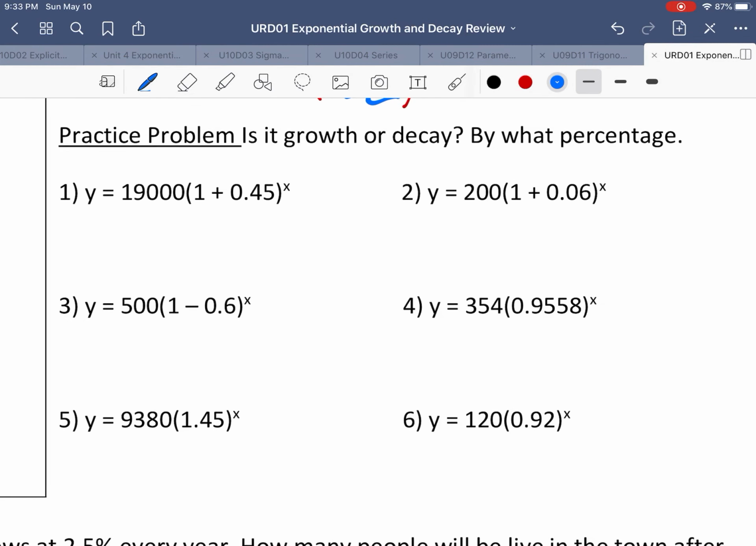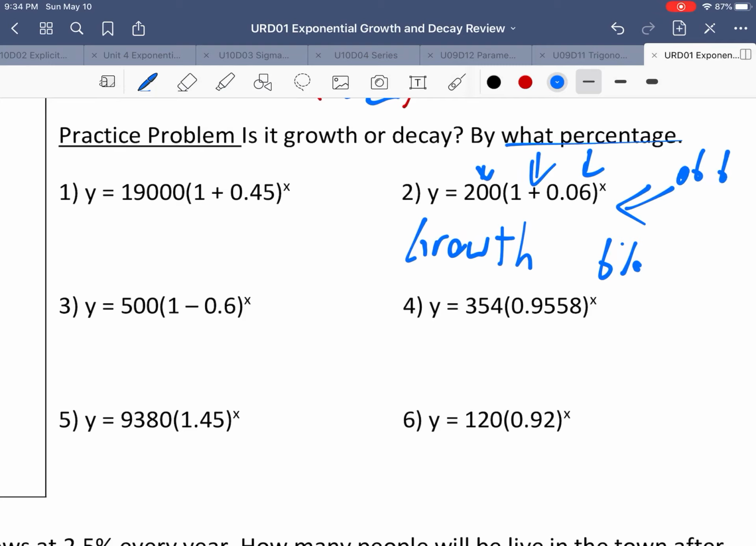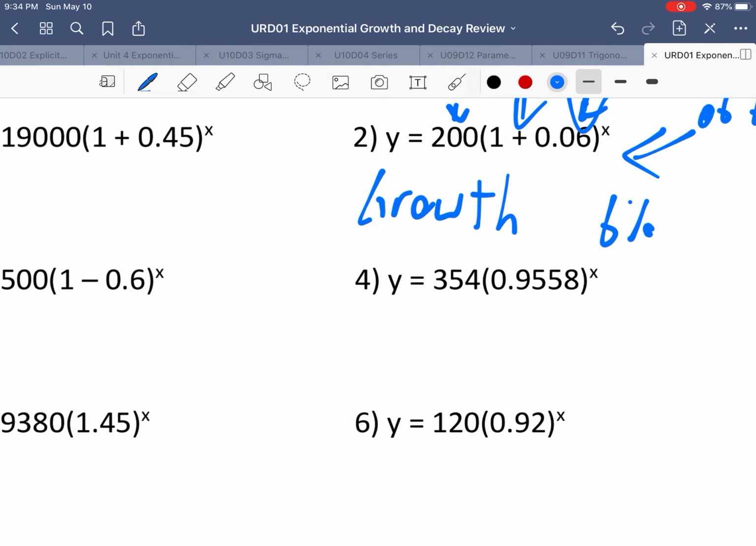Next, we're given 6 problems here to do, and it says, is the problem growth or decay, and by what percentage? So this first one, this number 2 here, if we look at it, we can see a plus here, which means this number is bigger than 1. If the number is bigger than 1, it is a growth. If it is smaller than 1, it is a decay. So this would be an exponential growth function, where you start with 200, and it increases by 6%. Now 0.06 is 6%, and 0.6 would be 60%. So this is the tenths place, and this is the hundredths place. So we've got to be careful about positioning of the values.